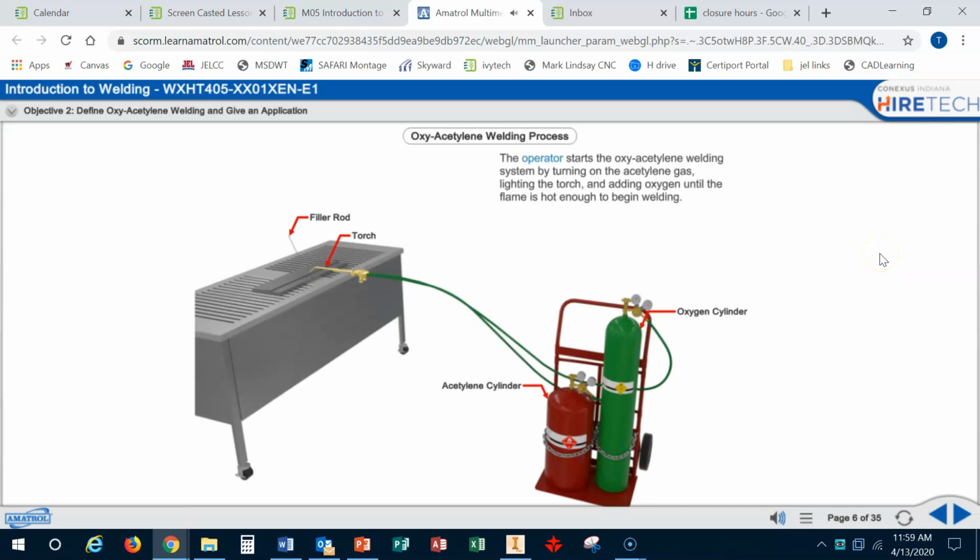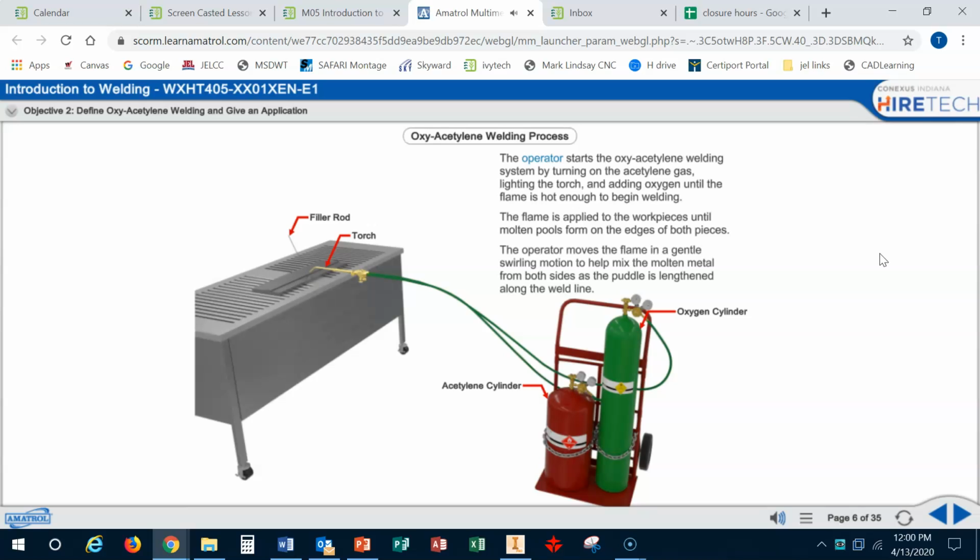The operator starts the oxyacetylene welding system by turning on the acetylene gas, lighting the torch, and adding oxygen until the flame is hot enough to begin welding. The flame is applied to the workpieces until molten pools form on the edges of both pieces. The operator moves the flame in a gentle swirling motion to help mix the molten metal from both sides as the puddle is lengthened along the weld line.